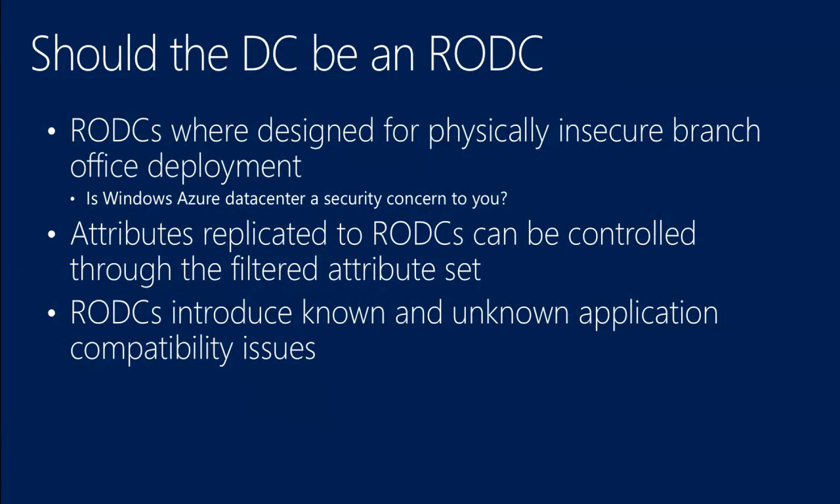Right? Yes, you can control with an RODC which attributes get replicated up into that location. But remember, why do we want to control those attributes that are replicated up there? It's to a DC that's sitting in a physically insecure branch office where people can get at it. In Azure, it's a highly secure environment. So you're not going to have people being able to log into your DC and pull anything off it. Right? And if it's a security concern, then just reevaluate the whole thing. Should you be putting things up in the cloud?